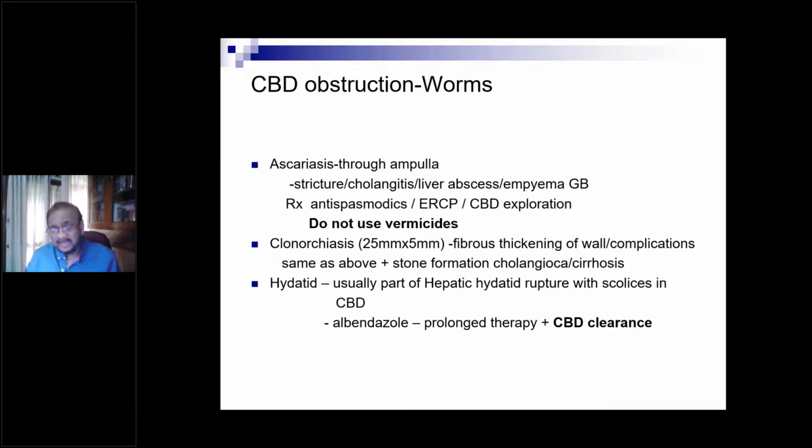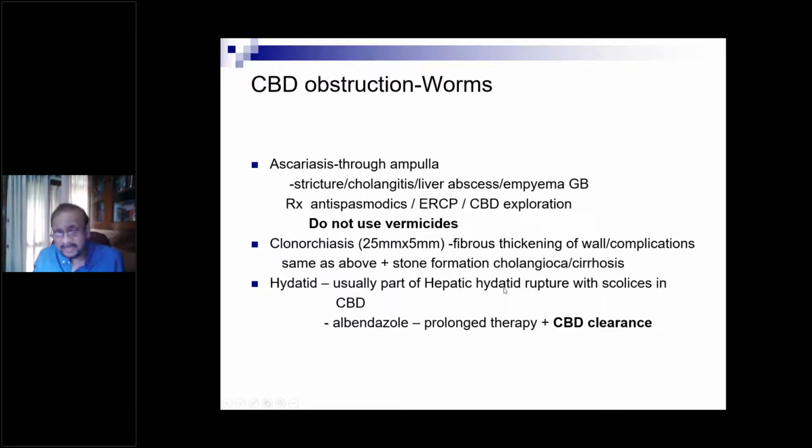But if it is alive, it can easily come back into the duodenum by itself. So you can easily follow with a repeated ultrasound. So as long as it's alive, don't use a vermicide. Once it dies out, yes, go ahead and use a vermicide. And for CBD clearance, a better proposition would be an ERCP, right? The same thing with cholangiocarcinoma.